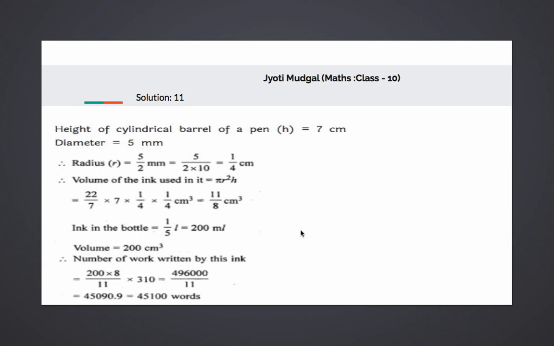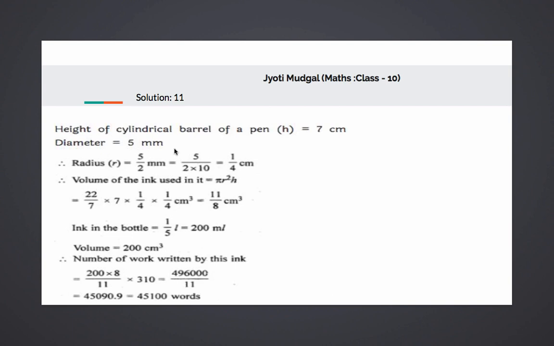This is an interesting question because here we are taking the barrel of a fountain pen. Earlier, very many people used to use it. Inside that, if you have seen, there is a tube, actually cylindrical, in which the ink was filled. It used to be refilled again and again. So the barrel of a fountain pen, cylindrical in shape, is 7 centimeter long. That length of the cylindrical barrel is the height, 7 centimeter, and 5 millimeter in diameter.